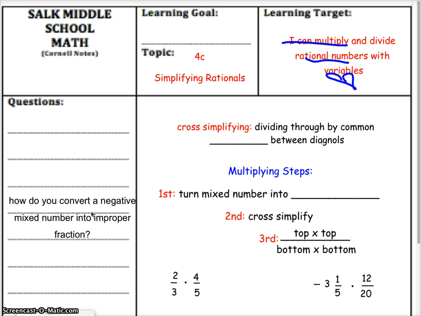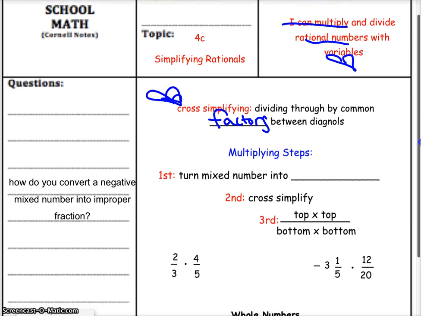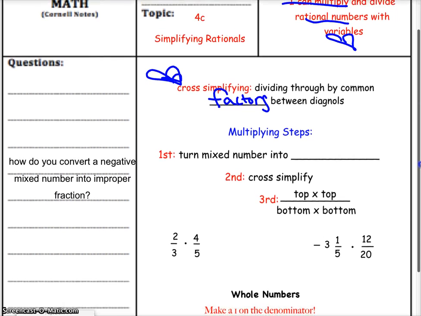One of the prerequisites for this is to utilize cross-simplifying, where you divide through by common factors between diagonals. You definitely want to utilize that, because otherwise you're going to get these huge numbers that you're going to have to simplify in the end. It's always easier to cross-simplify than to simplify at the end.